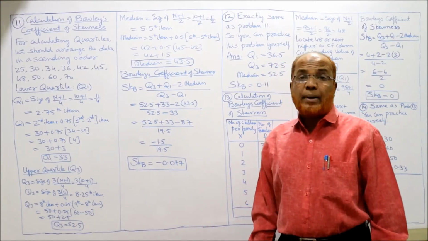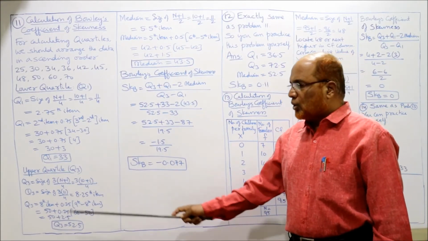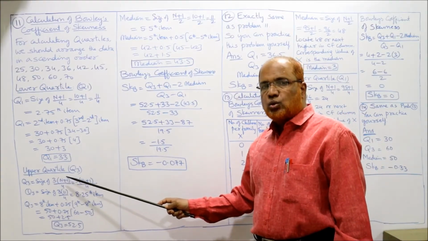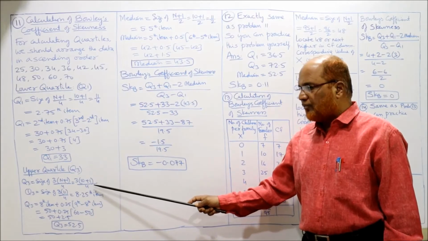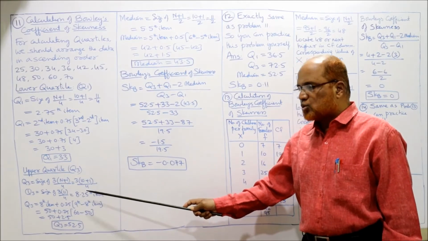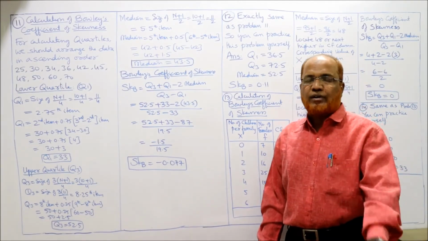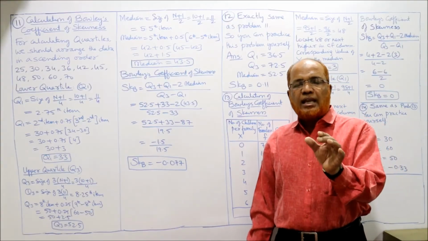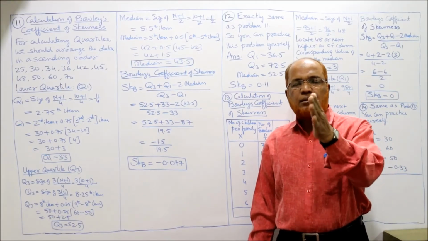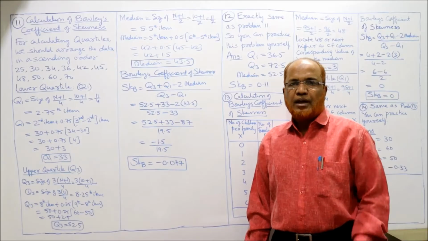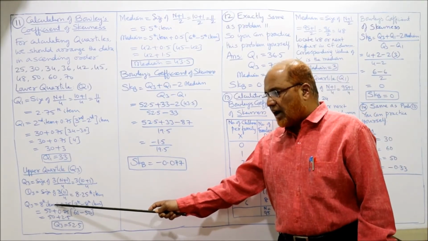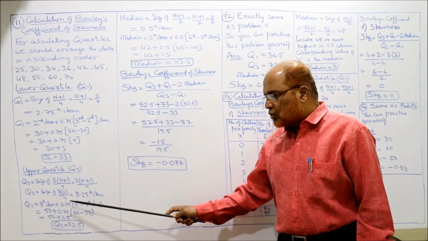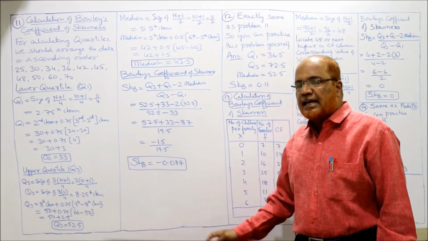Now we find out the upper quartile Q3. So Q3 is equal to size of 3 into n plus 1 by 4. 3 into 10 plus 1 by 4, 3 into 11 by 4. That comes to 8.25. That means our Q3 lies between the 8th item and 9th item. 8th और 9th के बीच में है. So Q3 can be taken as 8th item plus 0.25 into 9th minus 8th.